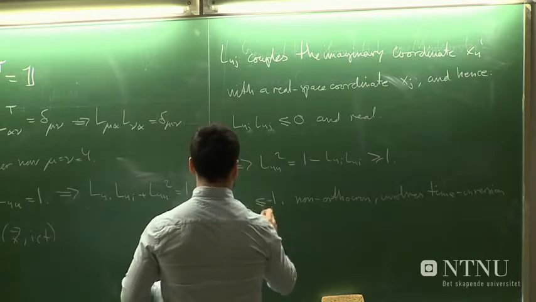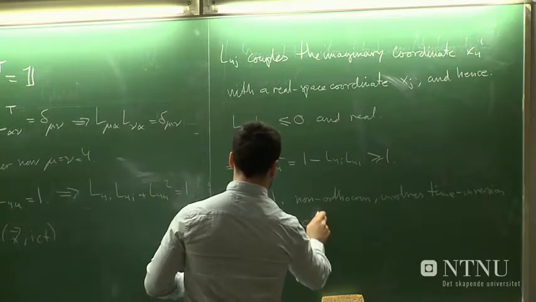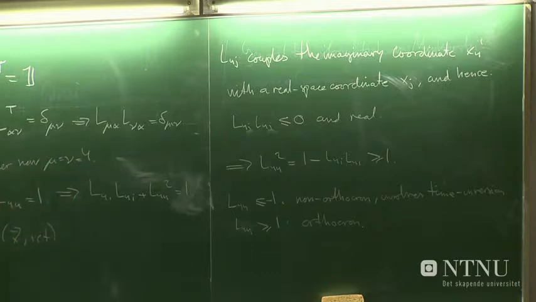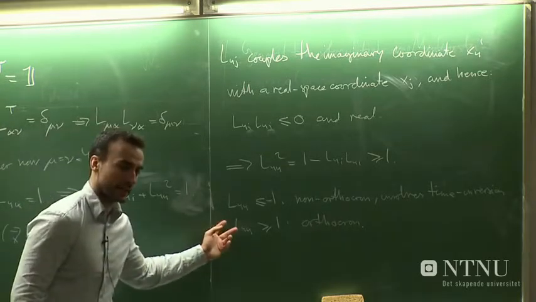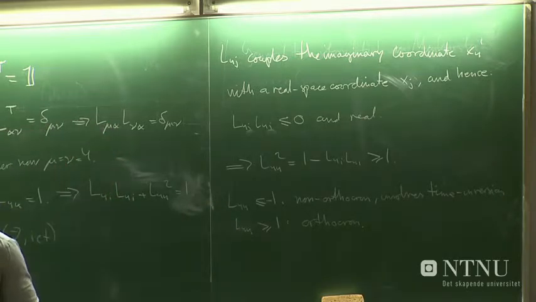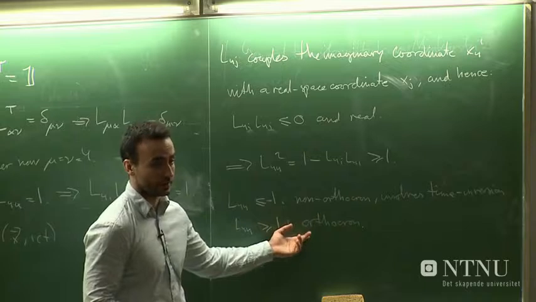Oh, sorry, minus 1. So the point of this is that in addition to the classification of the Lorentz matrix as proper or improper depending on the sign of its determinant, we have one more classification depending on the sign of L44. We either have time inversion or not. Or more accurately, we have a non-orthochrone or orthochrone transformation.